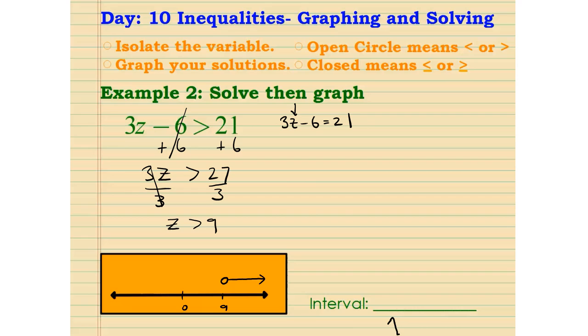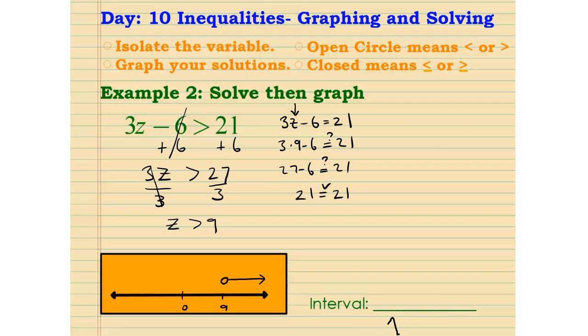I will substitute 9 in here and then see if it's going to be equal. 3 times 9 minus 6, is it equal to 21? 27 minus 6, is it equal to 21? 21 is yes, equal to 21.